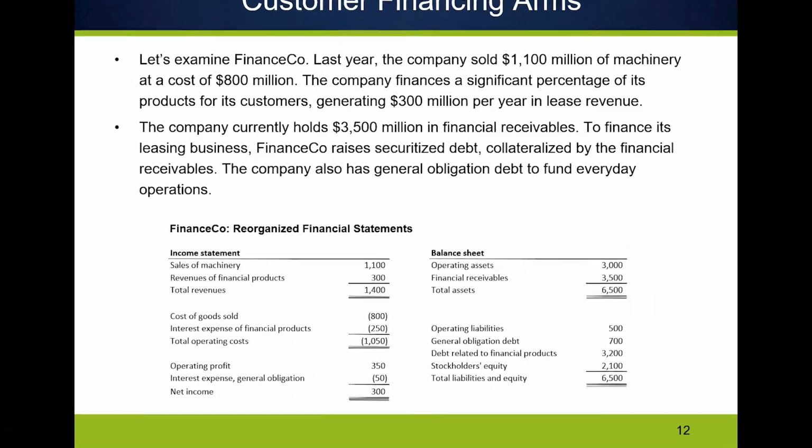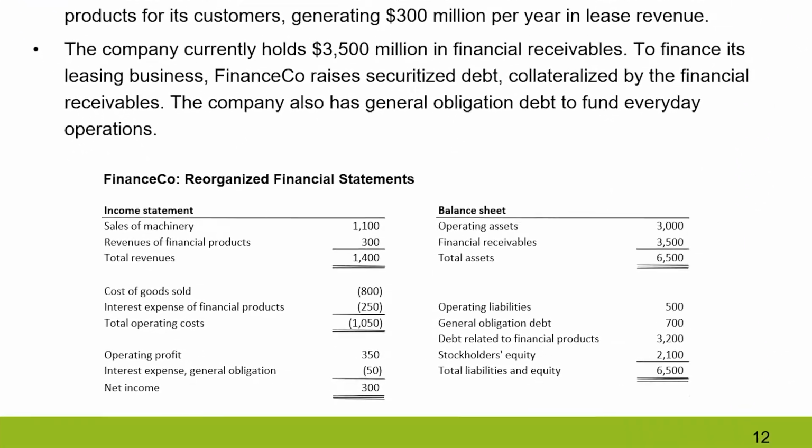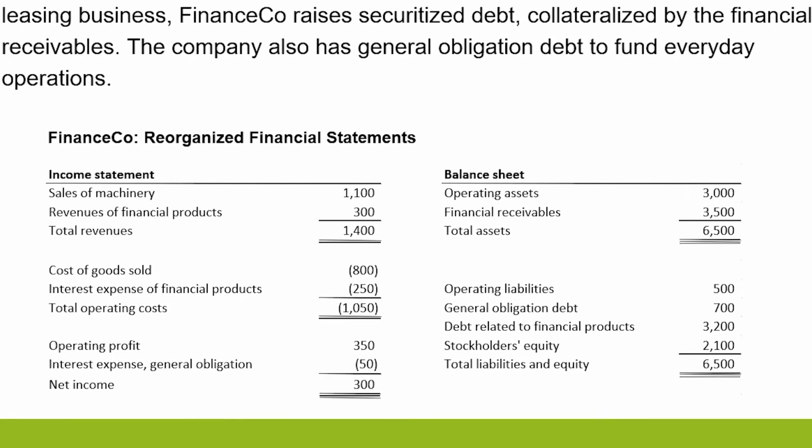So you can see all that reflected in the financial statements for the firm. They've got an income statement, sales of machinery, revenue. This is lease income, basically interest from their loans, their leasing operation. That gives us total revenue of $1.4 billion. They have the cost of goods sold. That's the cost of making the machinery that they sell, but also the interest expense on the financial products that we borrow in order to loan the company money, right?